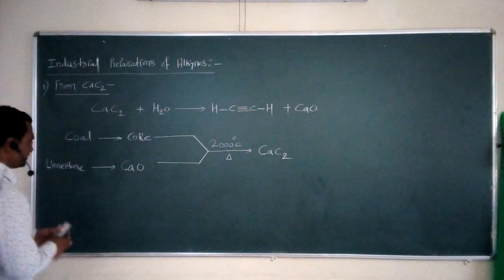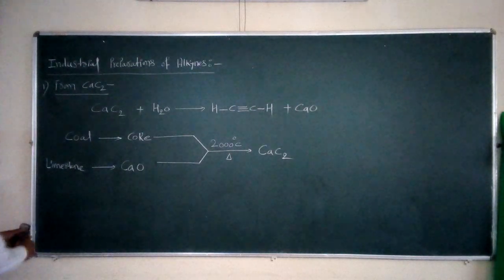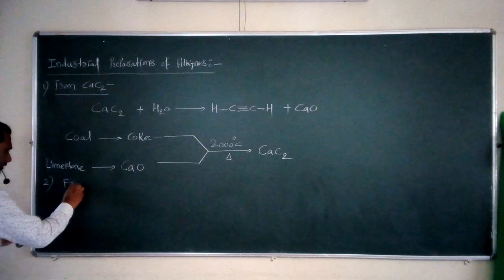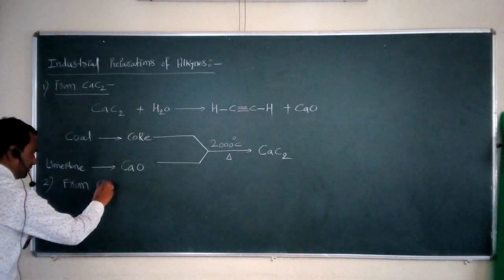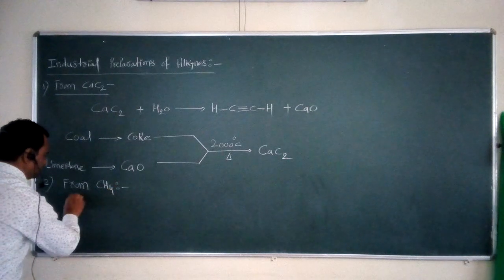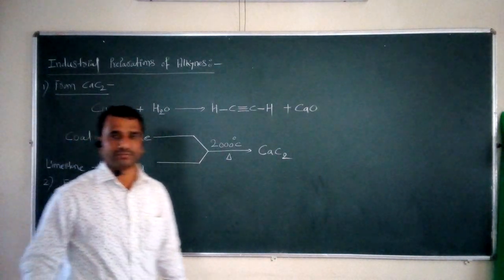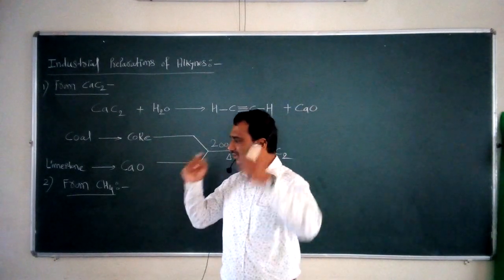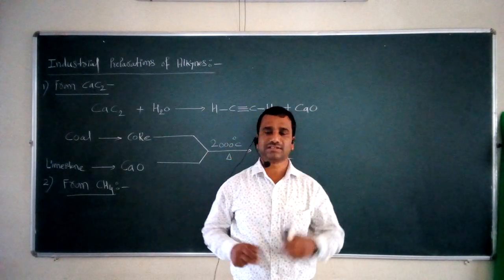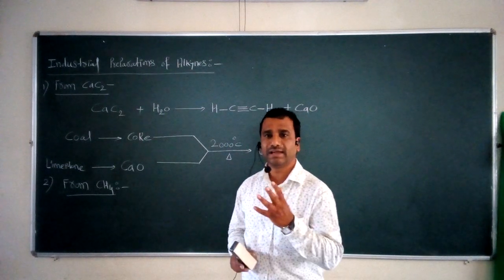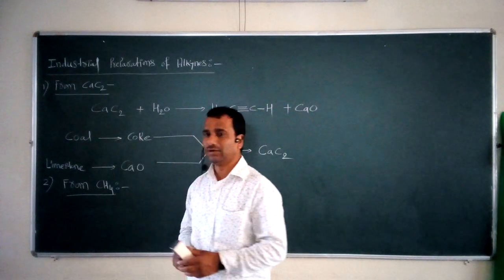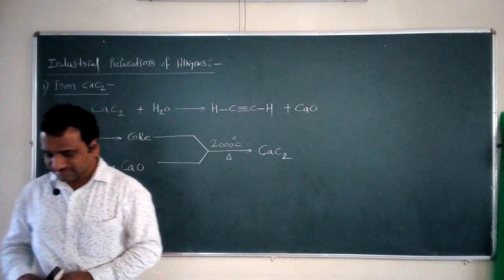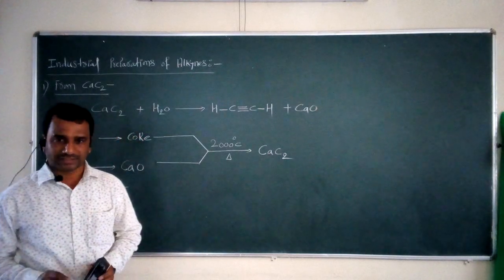So this is method number one, from calcium carbide. Now the second method is the formation of alkynes from methane, CH4. This is the second industrial method for the formation of alkynes from methane gas. We know this methane gas very well, and from it we can also form alkynes at an industrial level. This methane gas is a required reactant for this reaction.